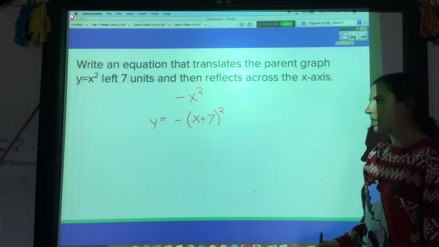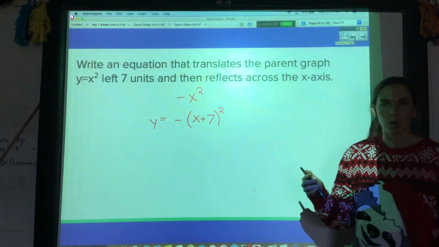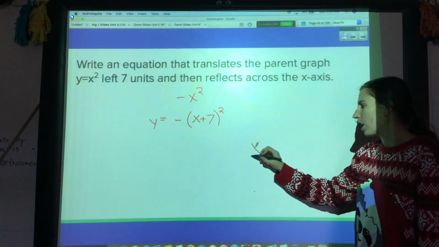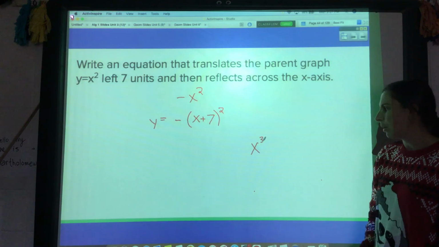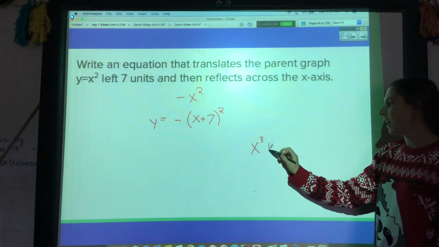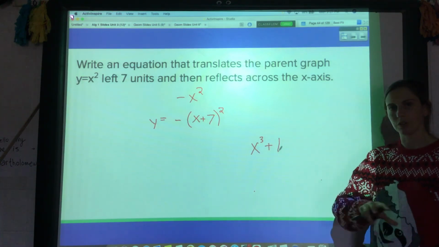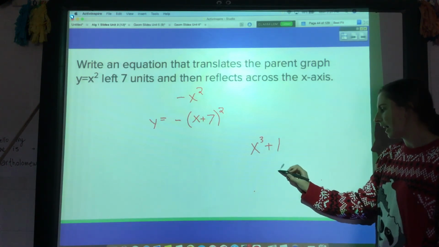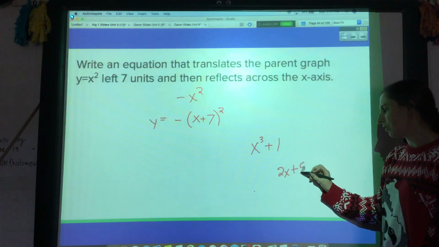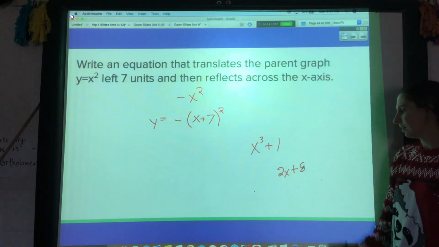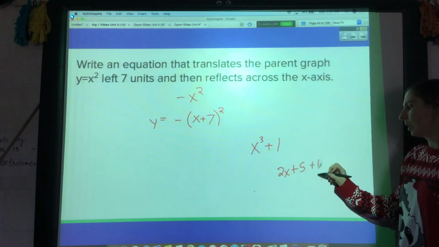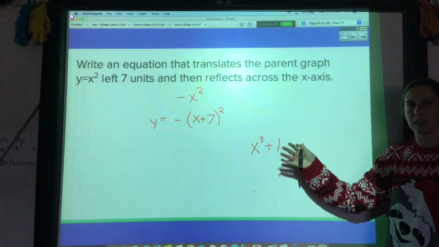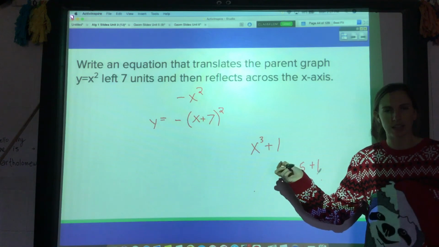I did want to mention these transformation rules work no matter what kind of function you have. So you guys haven't talked about cubic functions yet, but the same rules apply. If I added 1 on the end, it would shift it up 1, as long as you know what the parent graph looks like. Or if I had 2x plus 5, which is a line, and then I added 1 on the end, it would still just bump it up 1. So these same rules apply no matter what function you're working with, which is actually pretty cool.